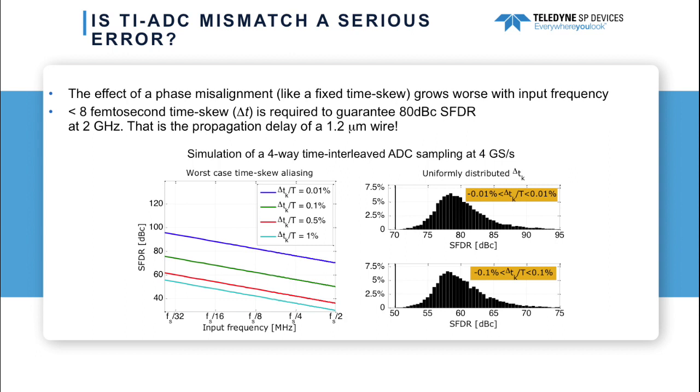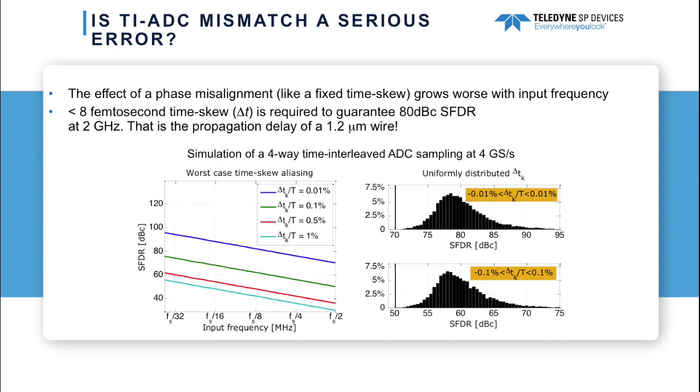The worst case effect of a time skew mismatch is shown in the bottom left figure for different time skew mismatch errors. The time skew mismatch is defined as a fraction relative to the system sampling period. At the Nyquist frequency, that is 2 GHz of the 4 gigasamples per second time-interleaved ADC system considered, an unbelievably small time skew of 8 femtoseconds is in fact required in order to guarantee a worst-case aliasing level of 80 dBc. This corresponds to the electrical propagation delay of a 1.2 micrometer wire.